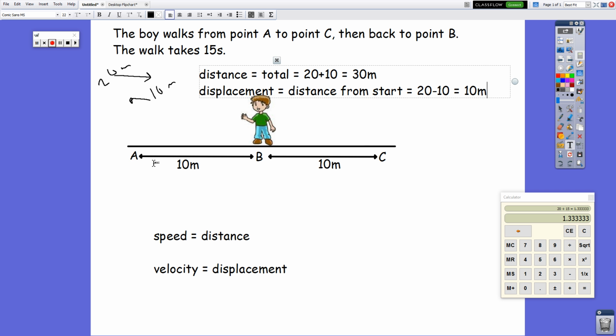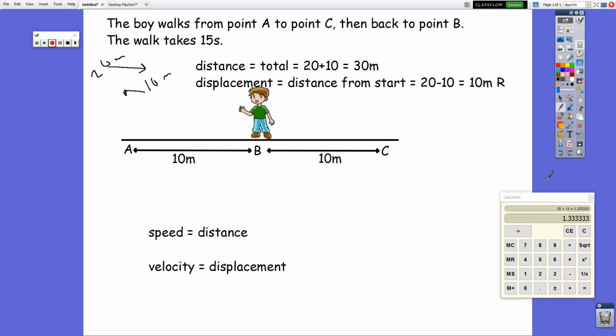So we can either look down here at our number line. We started here over to A, we ended up to the right. Or we can look at our two vectors. The longer one's going to dictate your direction. So it's 10 meters right. Let's move on to our speed and velocity.